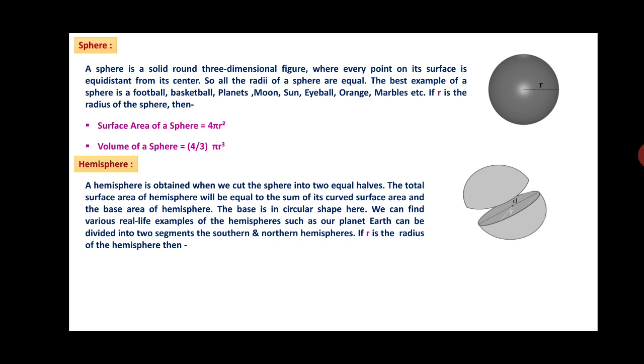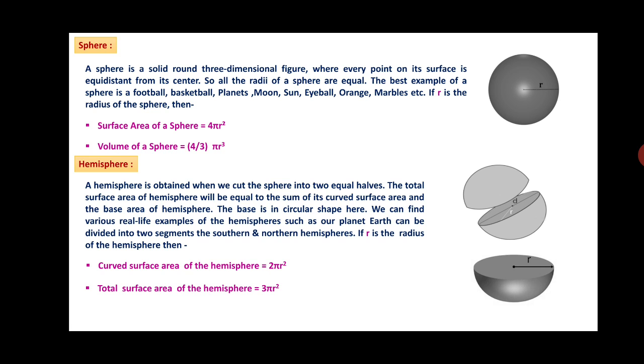If r is the radius of the hemisphere, then curved surface area of the hemisphere is 2 pi r square. Total surface area of the hemisphere is 3 pi r square. The volume of the hemisphere is 2 by 3 pi r cube.